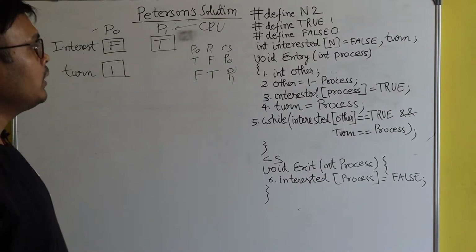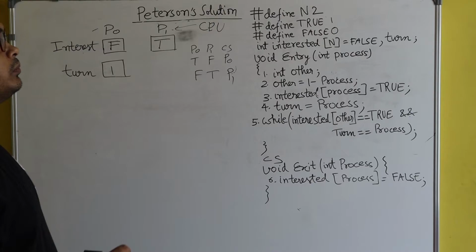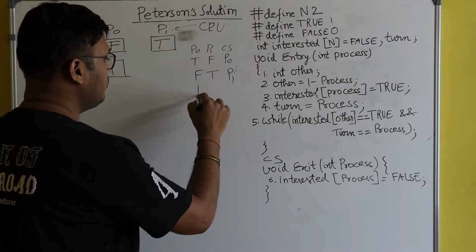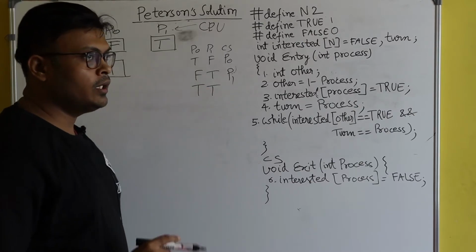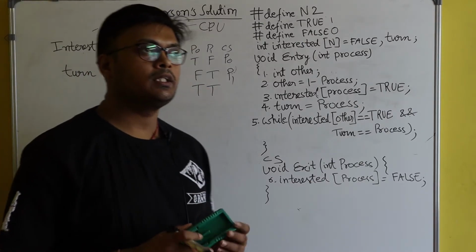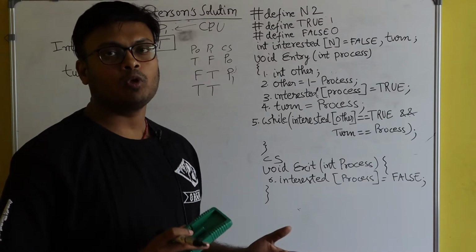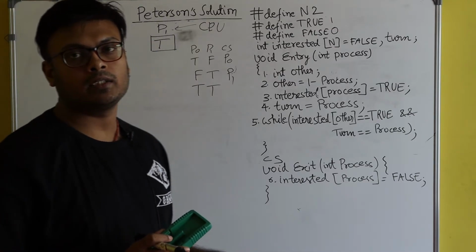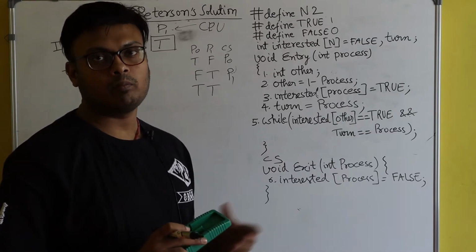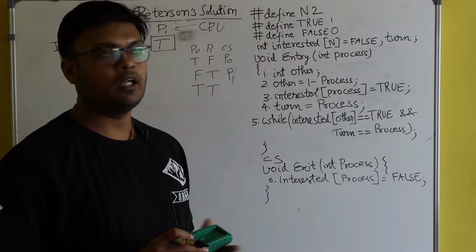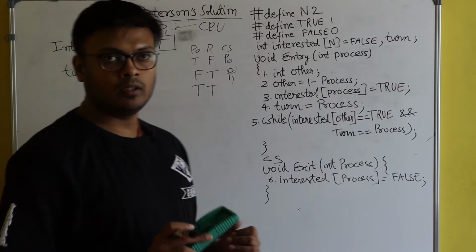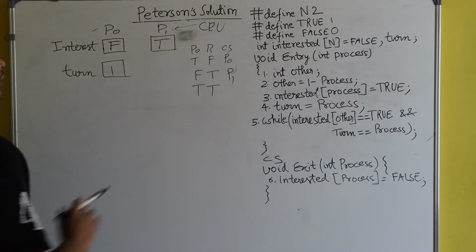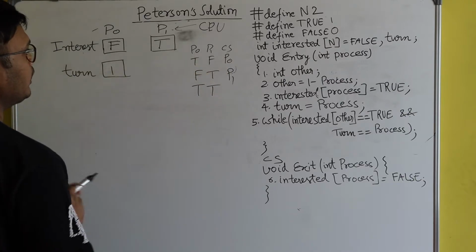We have seen that. Now, suppose both the processes are interested at the same time. Just remember from the previous lecture, we saw that when both the processes were interested at the same time, deadlock happened. Progress was getting violated. So let's see whether these problems will exist here. Suppose both the processes want to enter into the critical section.